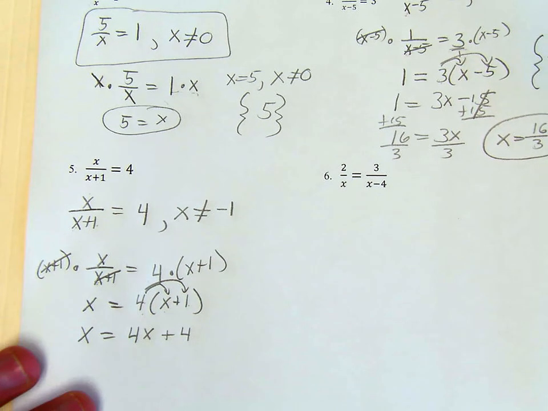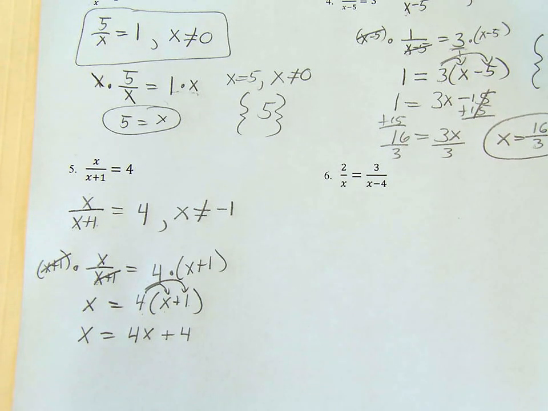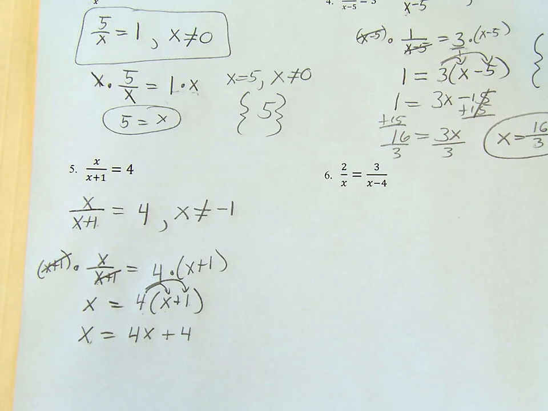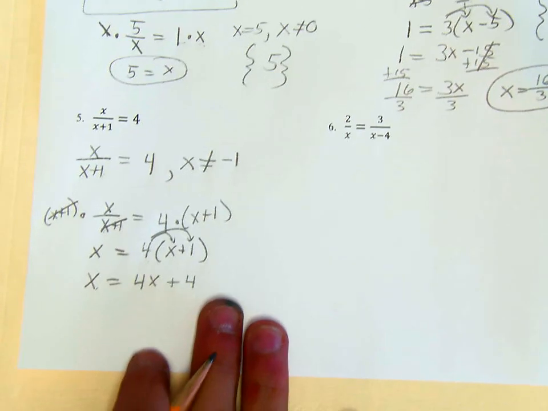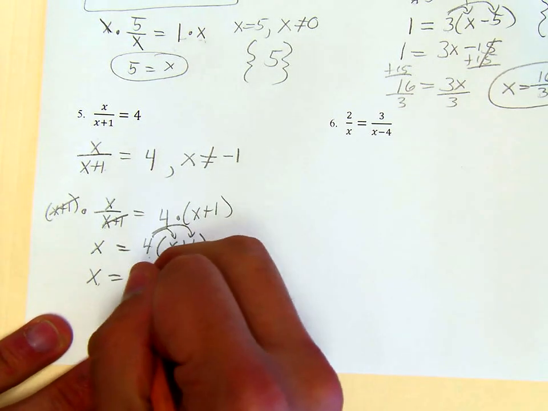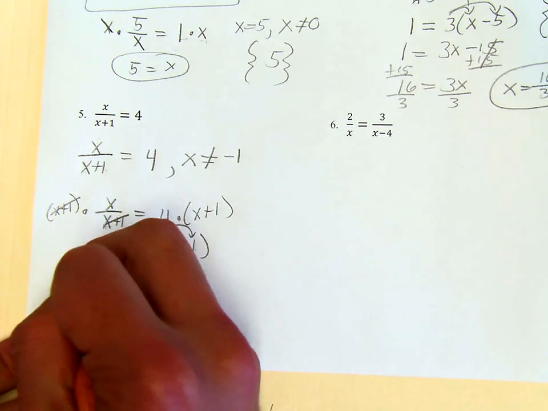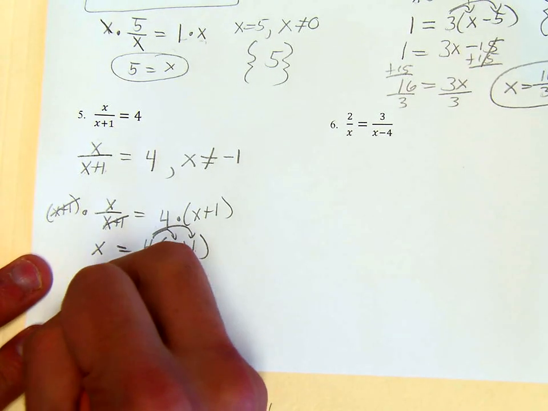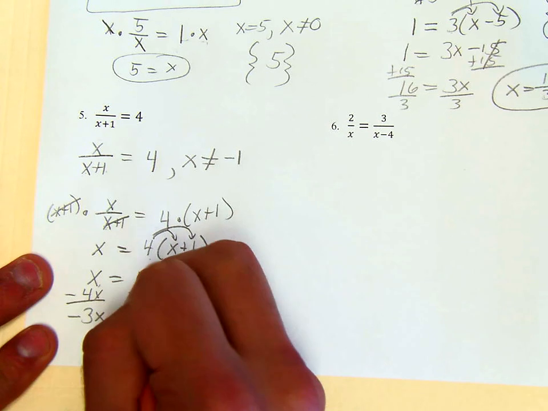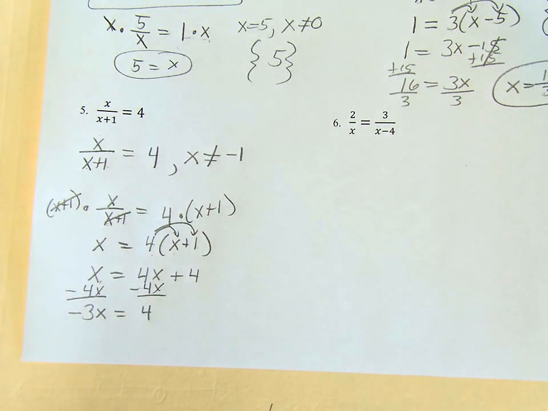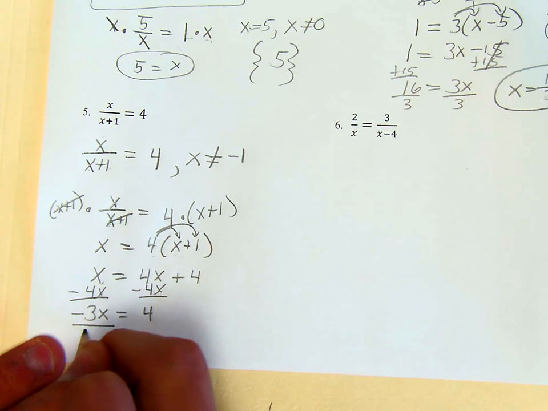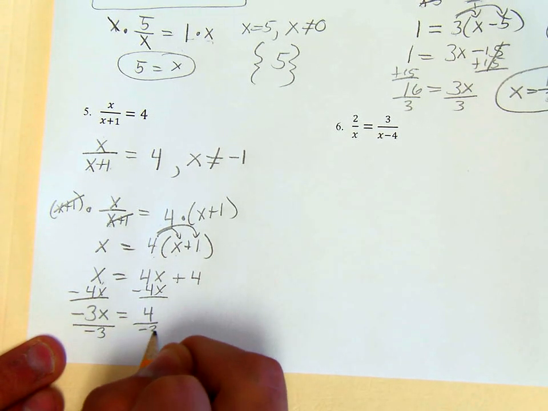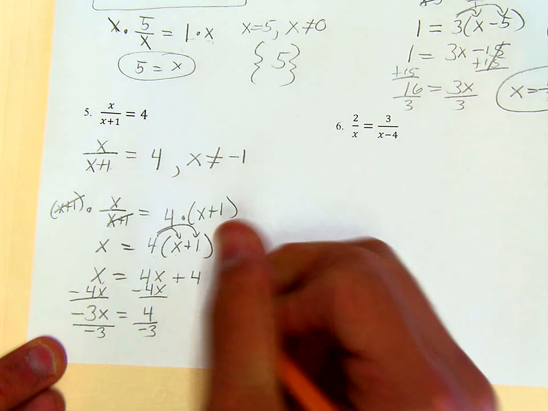Now we have variables x on both sides, so we have to get the x's on one side. We're going to subtract 4x, subtract 4x. 1x minus 4x is negative 3x, is equal to 4. And then if we divide, so we have negative 3x is equal to 4, so we're going to divide by negative 3, divide by negative 3, and we're going to get that x is equal to negative 4 over 3.